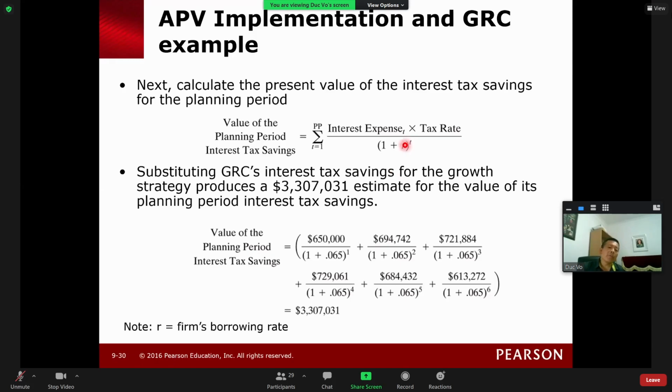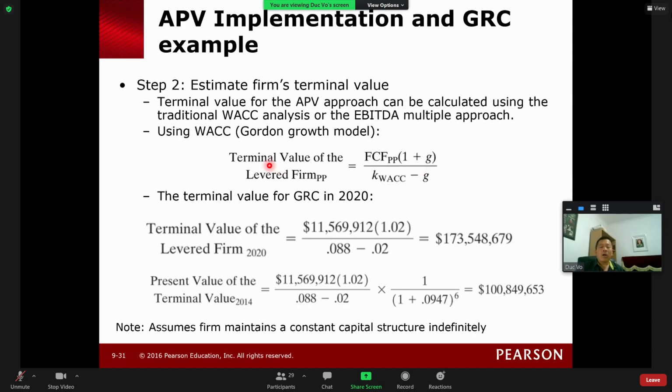So why do you discount everything? Because you just want to estimate the present value. Valuation is more or less about estimating present value, and you try to estimate the present value for everything you are going to receive in the future based on your expectation. So that's everything for the first 6 years, the planning period.